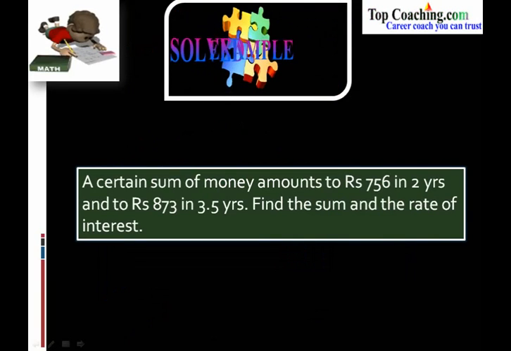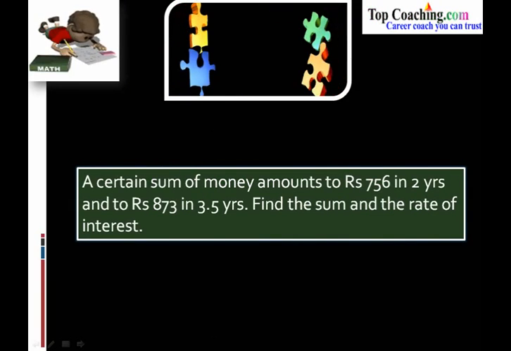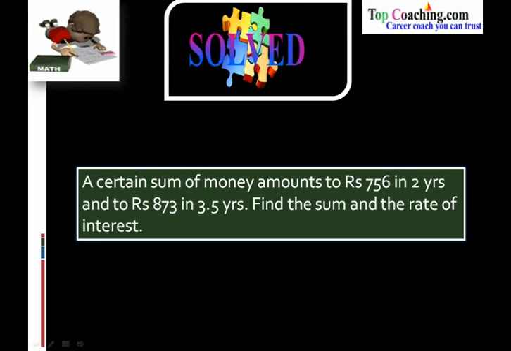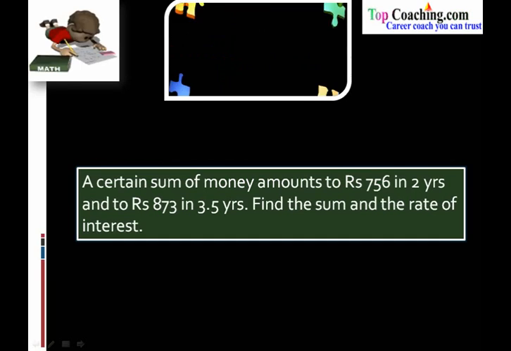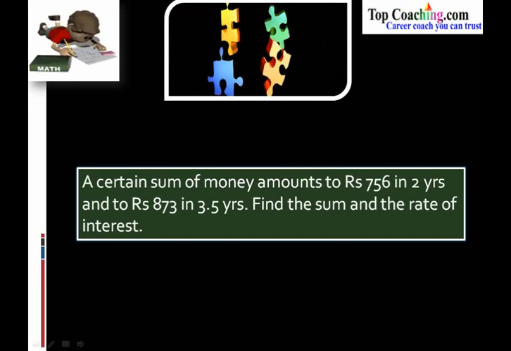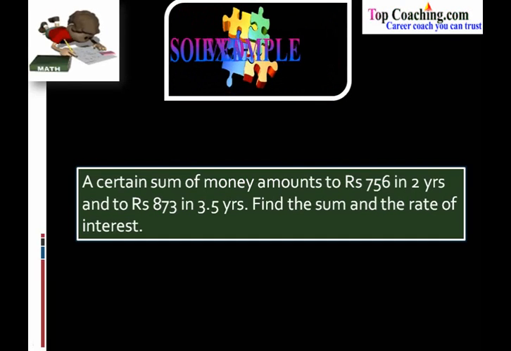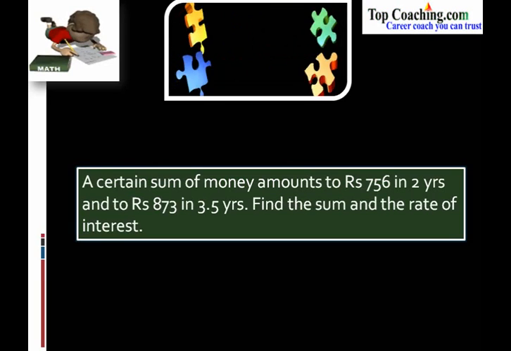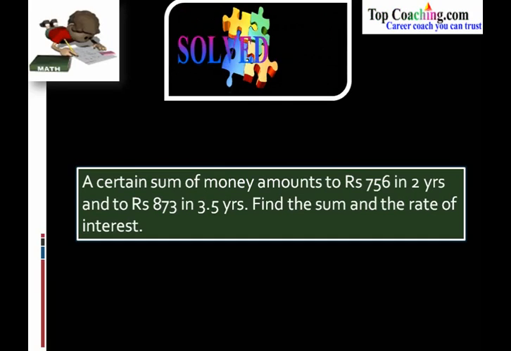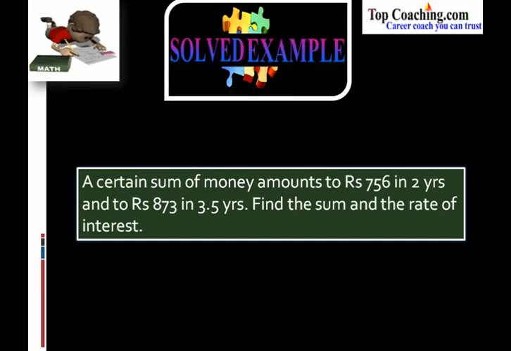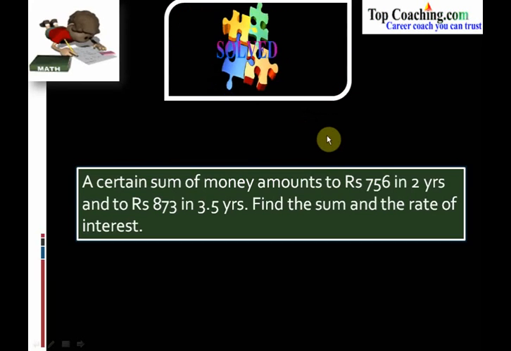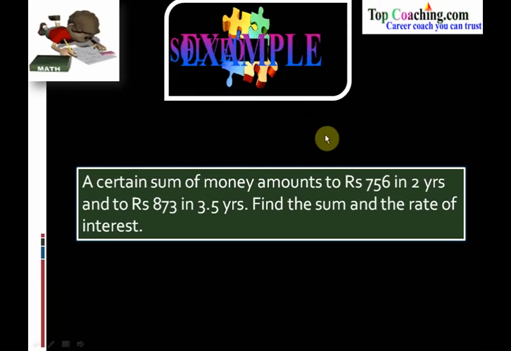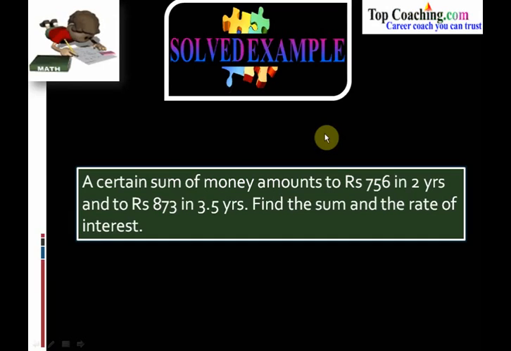Let's solve the next problem, and it says that a certain sum of money amounts to rupees 756 in 2 years and rupees 873 in 3.5 years. Find the sum and the rate of interest. So in this problem, it has been given that a certain sum of money, or the principal, amounts to rupees 756 in 2 years and the same amount of money amounts to rupees 873 in 3.5 years. We have to find the sum and the rate of interest. So here in this case, we have to find the principal amount and the rate of interest.